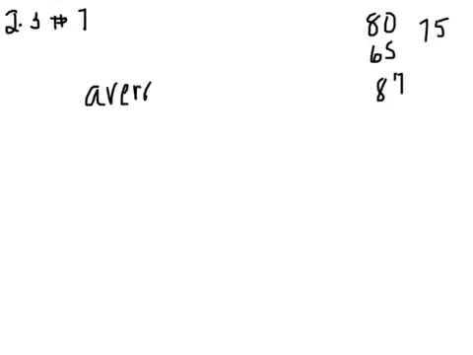Okay, in section 2.3, number 7, we have: Jeannie's scores on her first 4 tests were 80, 65, 87, and then 75. Okay, so those are her 4 test grades. What will she have to score on her next test to obtain an average of at least 80 for the term? So we want her average to be at least 80, so it means the average needs to be greater than or equal to 80.